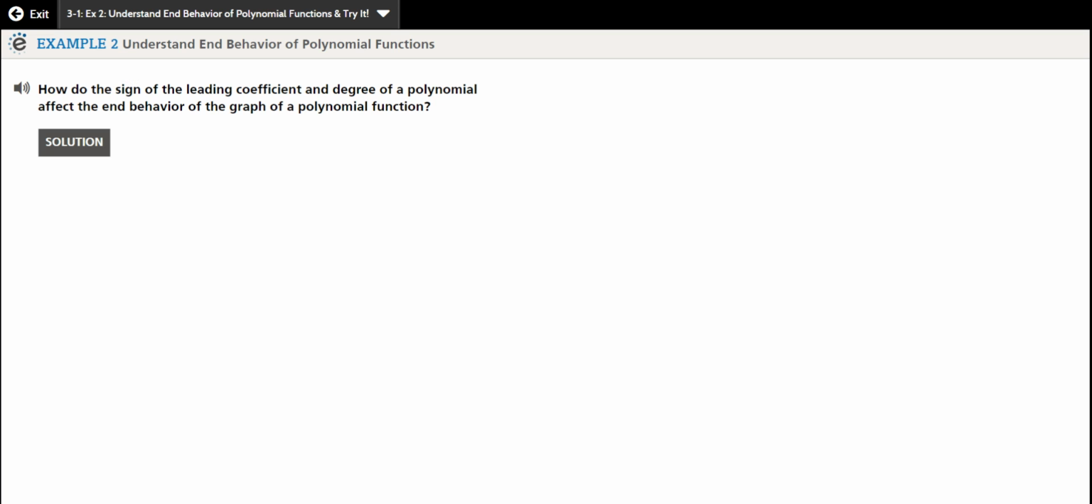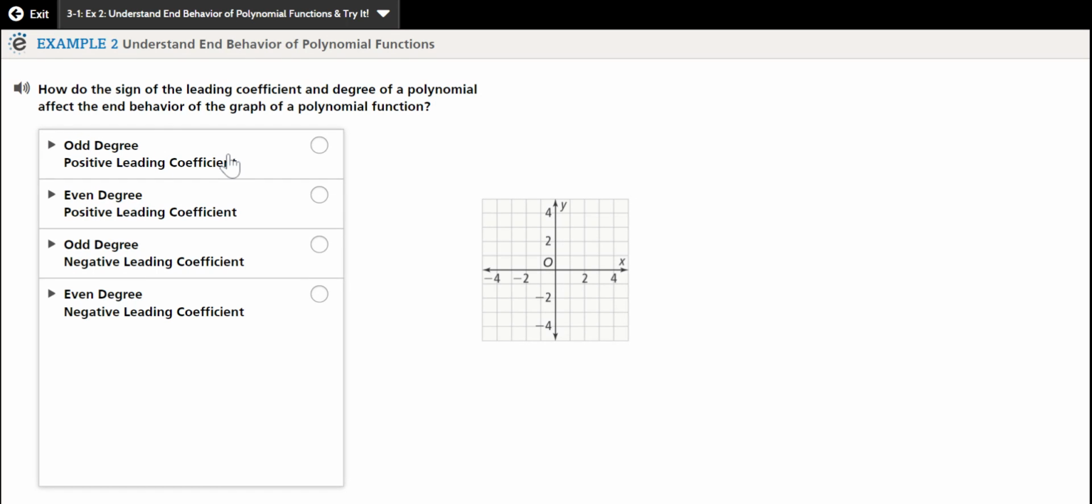All right, so here's example 2. We're going to understand the end behavior of polynomial functions. Now this is crucial to graphing, understanding the end behavior. So the question: how do the sign of the leading coefficient and the degree of a polynomial affect the end behavior of the graph of a polynomial function? Well, let's go ahead and take a look.